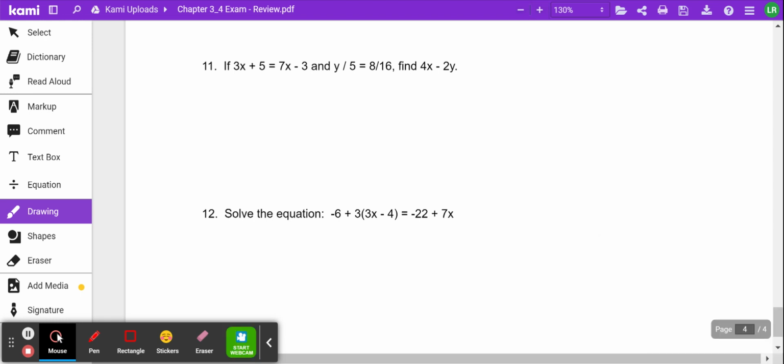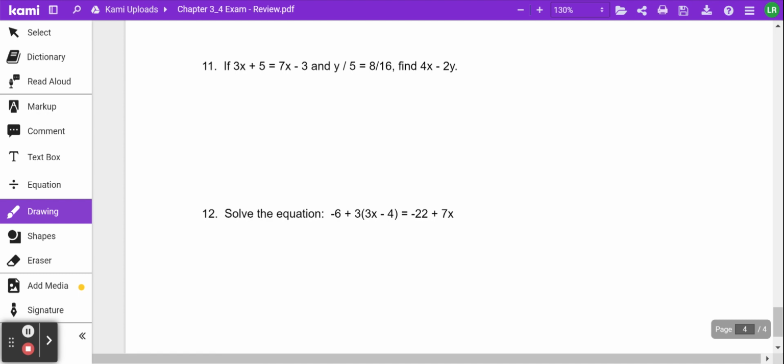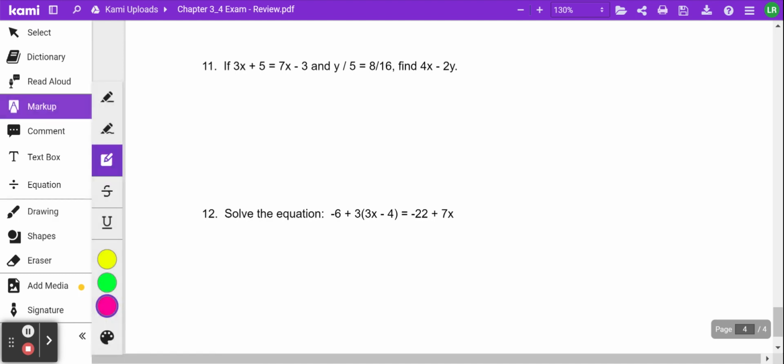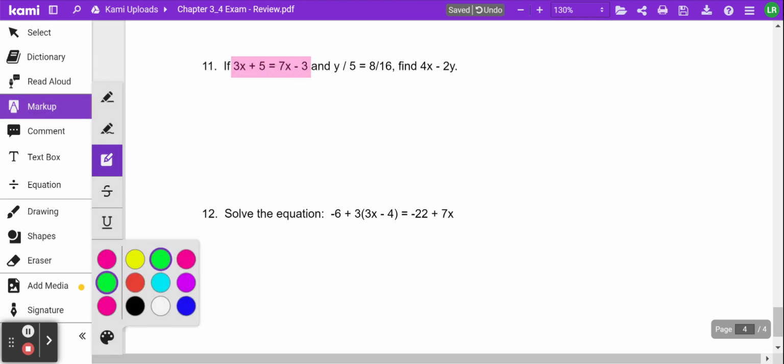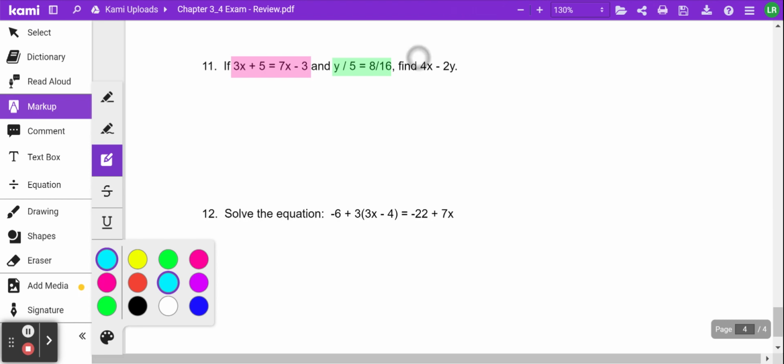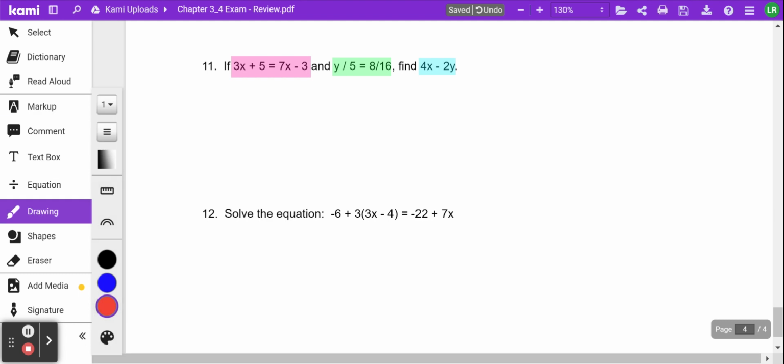Okay, so first off, number 11 actually has three problems in one. For number 11, it says if, and then it gives us this problem, and then it gives us this problem with the y. Then it wants us to figure out what 4x minus 2y is. So our first goal is we need to figure out what x is and what y is.